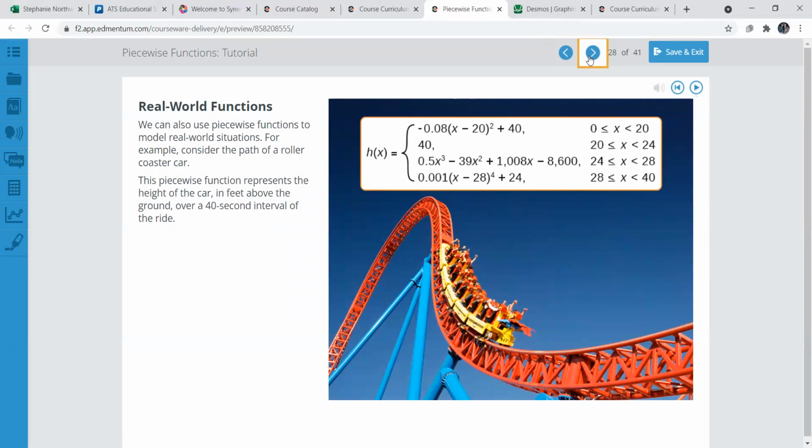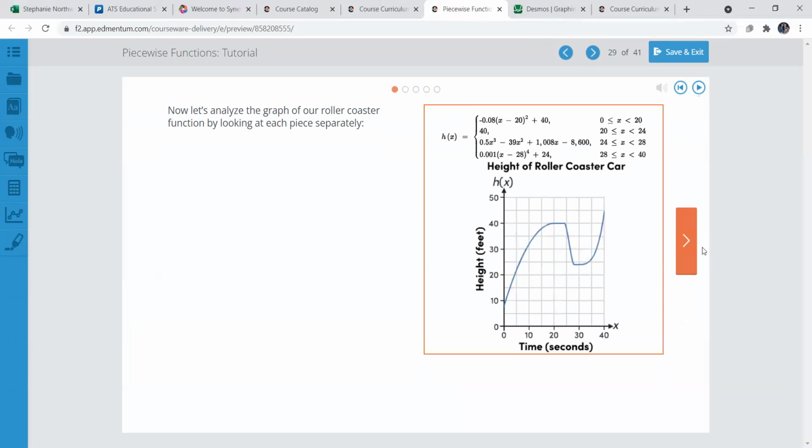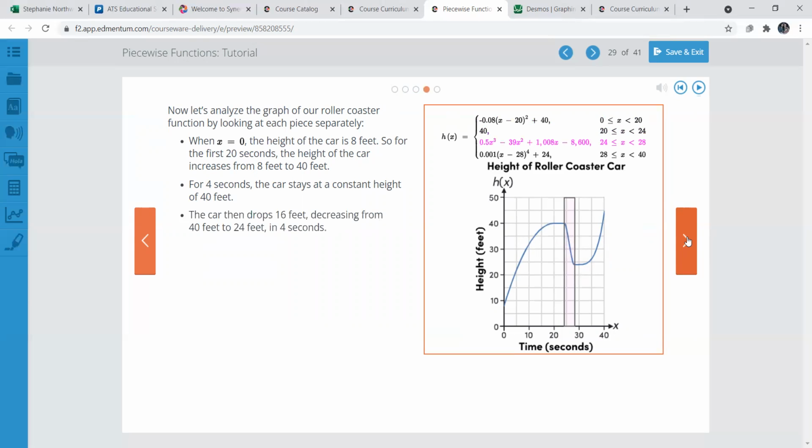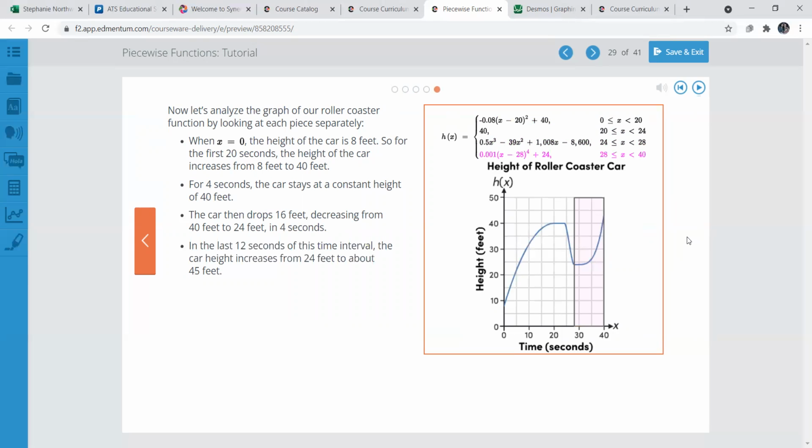Real world problems, piecewise functions. Think of a roller coaster car. That would probably be the best example for something like this. The height of a roller coaster car, it just shows you more examples of how to graph the functions and what to do. Kind of fun. Think if you can find another example of a piecewise function in everyday life.